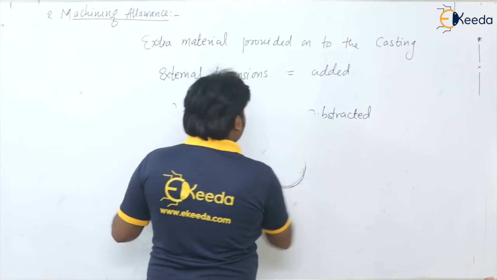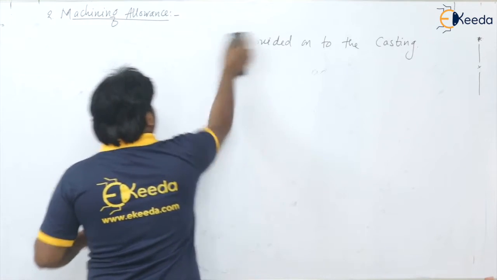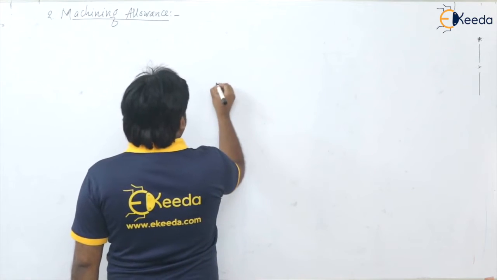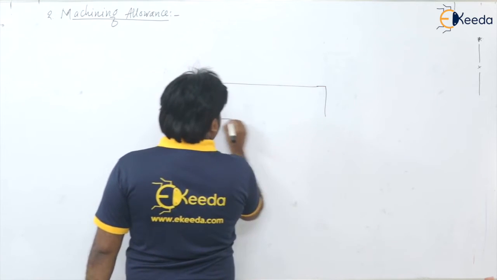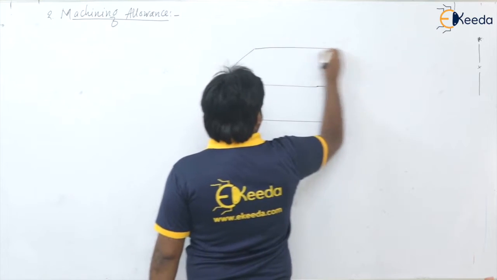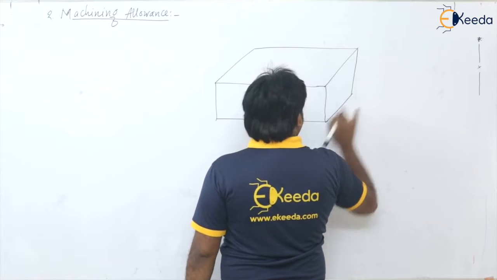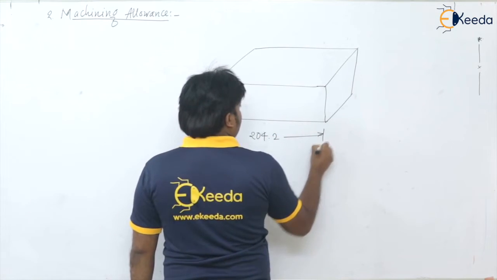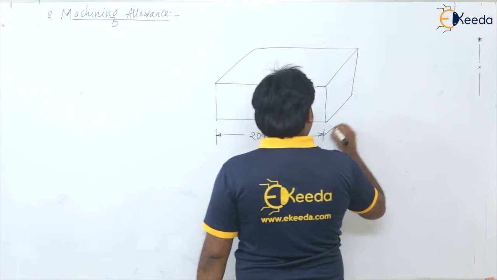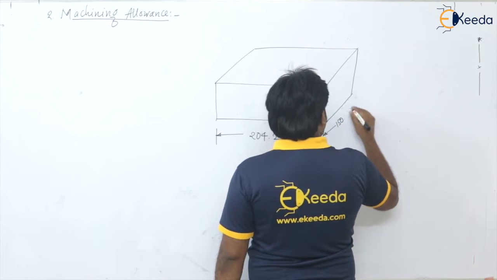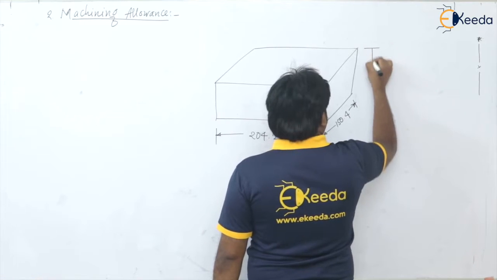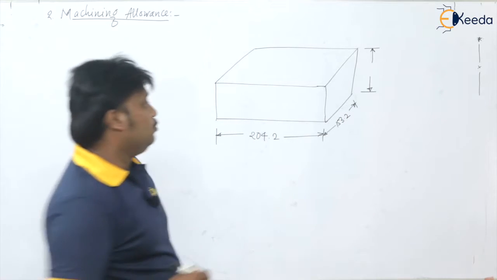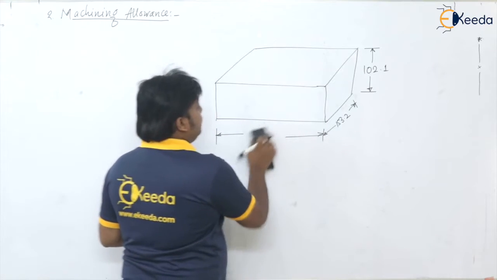Okay, so we already have the example. We'll take the same for the machining allowance. Say after giving the shrinkage allowance, we got the dimensions like this: 204.2, 150.4 something, and height 153.2, 102.1. All dimensions are in millimeter. Or directly we'll take the basic size.